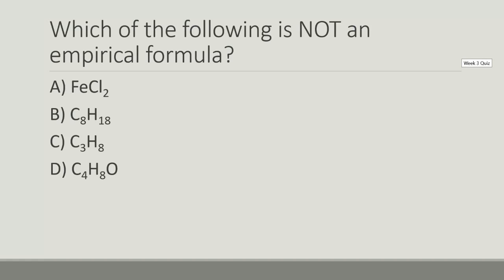So which of these formulas would not be an empirical formula? This first one is ionic, so that's a metal, nonmetal, in its lowest ratio. This one, you can divide these by 2, right? You can get C4H9. So that is not an empirical formula. That's the lowest ratio, 3 to 8, and that's the lowest ratio, 4, 8 to 1, because of that 1. Granted, you can divide 4 and 8 by 2, but you can't divide the 1 any further. So the only one that is not an empirical formula is that one.